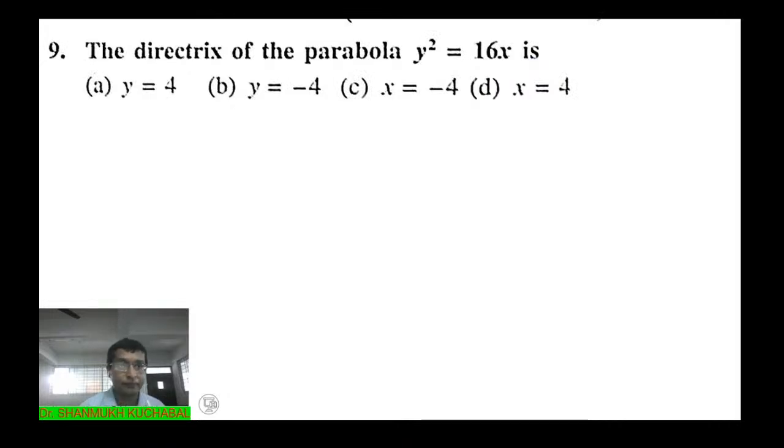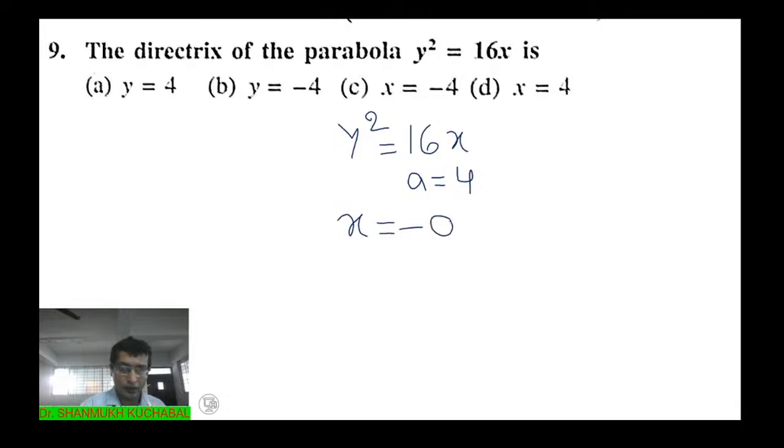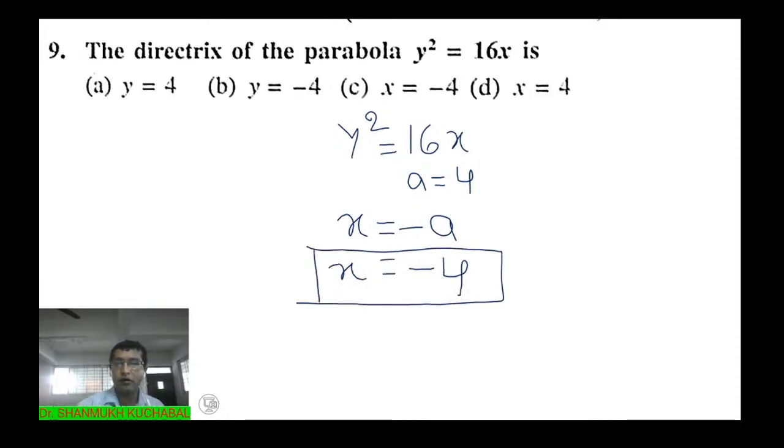We'll move to our next example. The directrix of the parabola y square equal to 16x is... okay, so the given equation is y square equal to 16x. So here on comparison we get a equal to 4, and the directrix is given by the formula x equal to minus a. So x equal to minus a, a is 4, so we get x equal to minus 4. That is option C, x equal to minus 4 is the right answer.